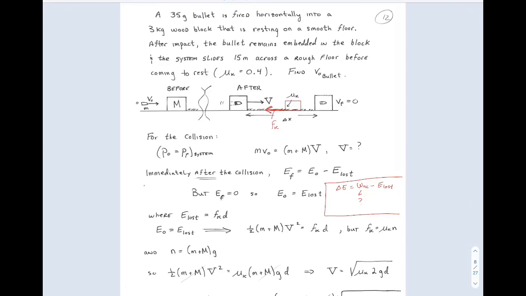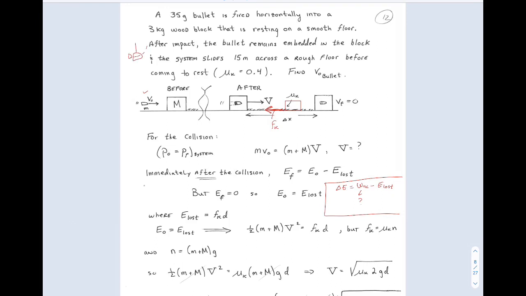Now, here's a problem that's similar to the concept of a ballistic pendulum. Okay, it has a totally different geometry, but the analysis and the steps are the exact same. So here's another way you could find the speed of a bullet without having a high-speed timing device like a photo gate.